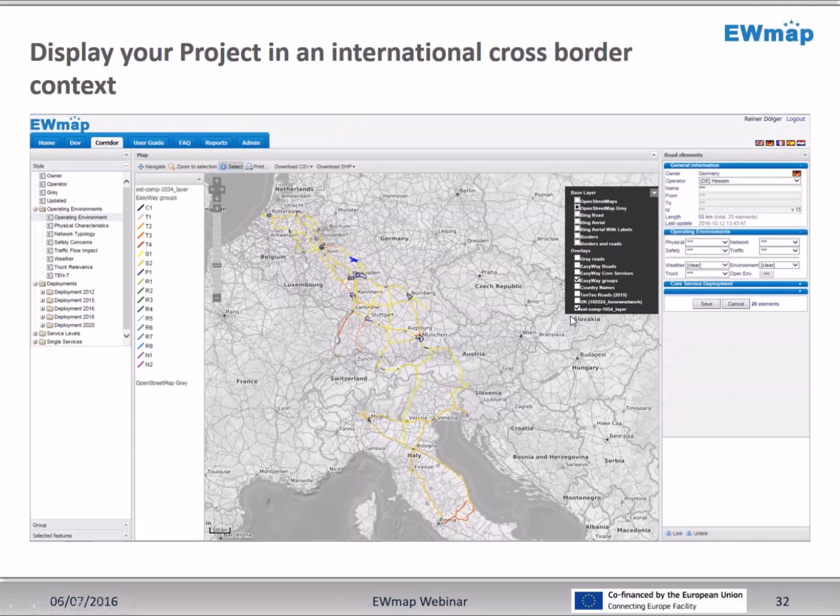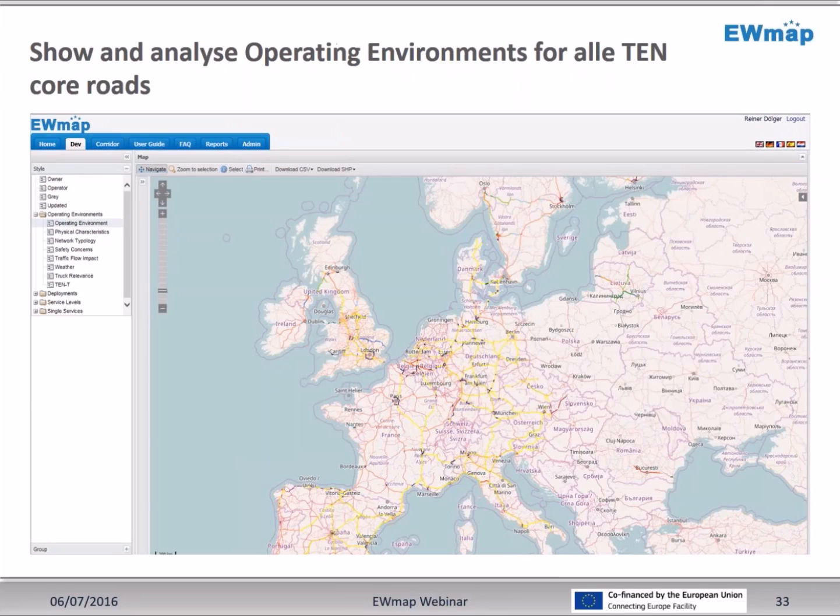I think this displays, of course, your project in an international cross-border context. I think this is evident here for Ursa Major and for the different EasyWay operating environments. That's what the Ursa Major corridor is about, and you can imagine that you can easily make a breakdown of sections according to certain properties. Next slide, please. Just a brief number of ideas.